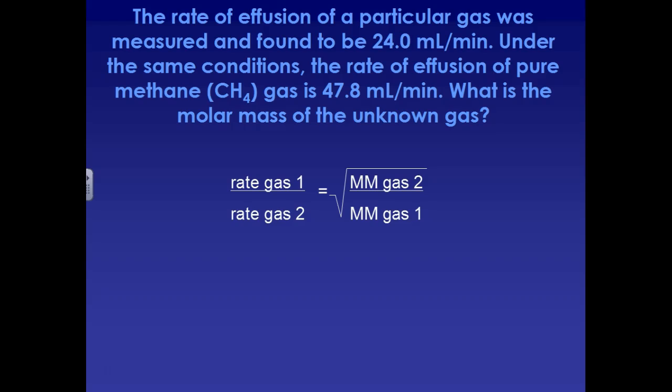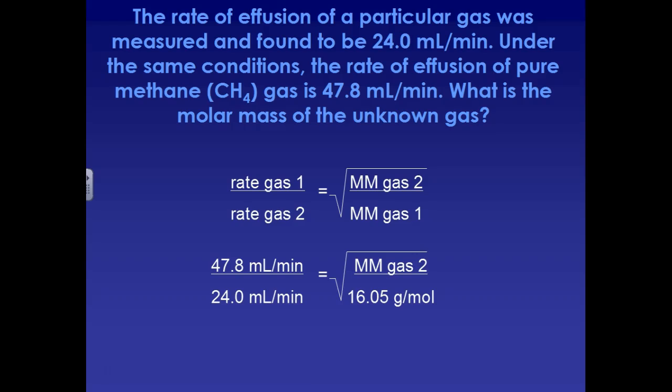So if we take Graham's law, we have rates and we have molar masses. We want to find the molar mass of one of the two gases, and since molar mass is set up for gas 2 over gas 1, I would make my unknown gas gas 2 to make it a little easier to solve for x, and therefore the methane gas would be gas 1. So when I plug in my rates, it'd be 47.8 over 24.0, and then the square root of the molar masses would be x over the molar mass of methane, which is 16.05.